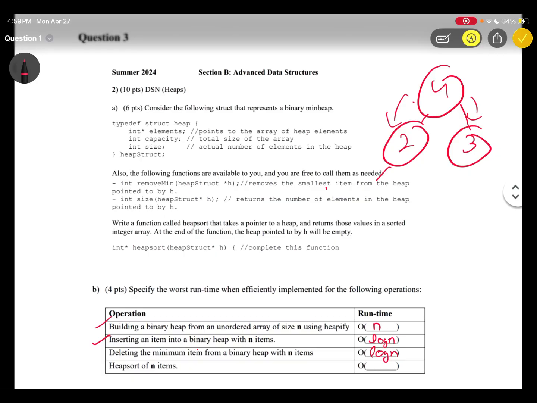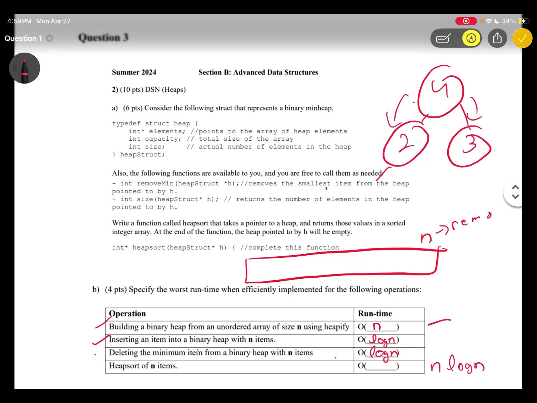For heap sort, the time complexity is n log n. The reason it is n log n is because this is my heap array, and the size of my heap array is n. It has n items. For each item, I'm calling remove min, or the delete function, essentially. The time complexity for the delete function is log n, and since I'm calling it for n many elements, it just becomes n log n.